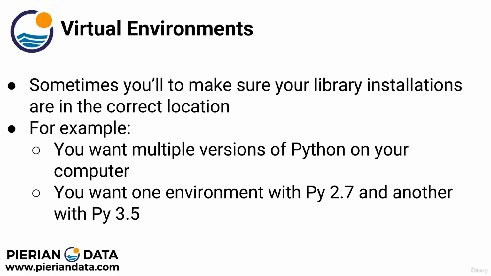library. Another example is sometimes you'll want to make sure your library installations are in the correct location. So for example, you may want multiple versions of Python on your computer. So you'll want to make sure a Python 2.7 version of a library is in the correct location versus a Python 3.5 version. What you can do with virtual environments is have one environment in Python 2.7 and another with Python 3.5.